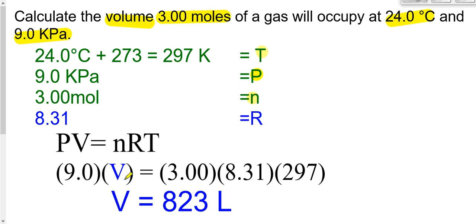Again, let's substitute. Pressure was 9 kilopascals. The volume we don't know. We'll see that as our unknown. The number of moles was 3. The gas constant we're picking is 8.31, and the temperature in kelvins is 297. 3 times 8.31 times 297 divided by 9 gets V by itself, and we get a value of 823 liters. Remember, volume in these formulas will always be in liters.